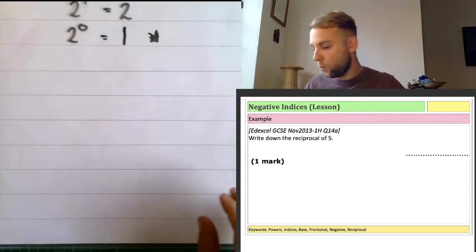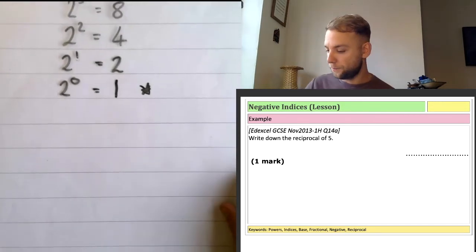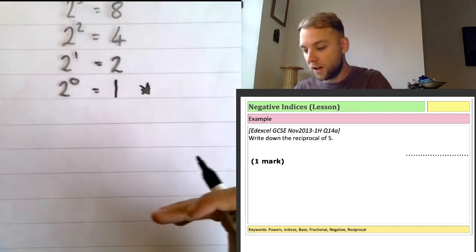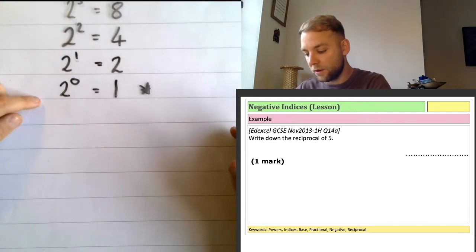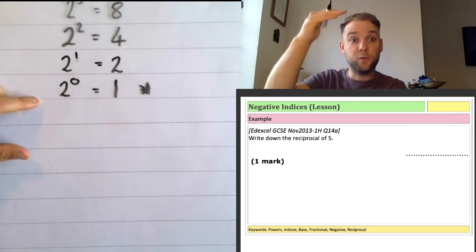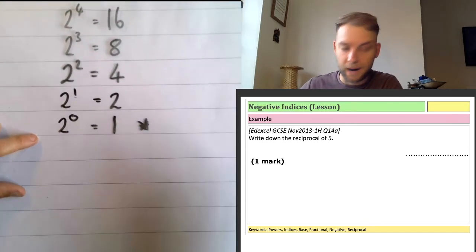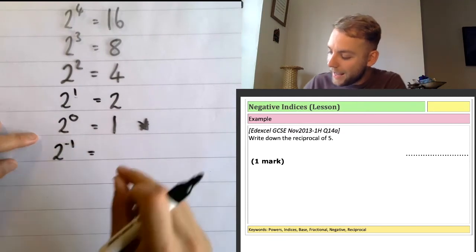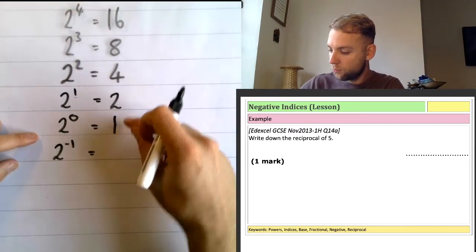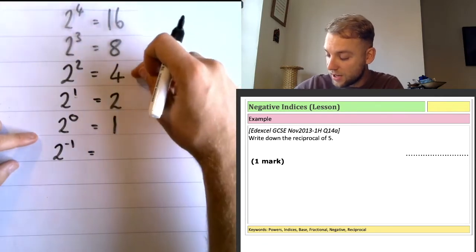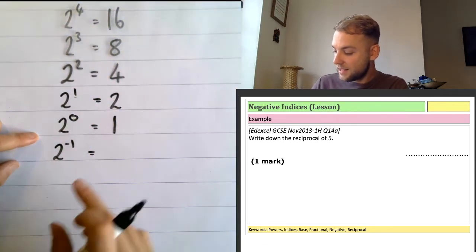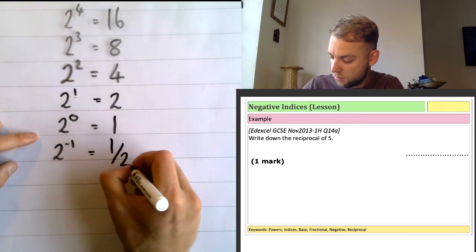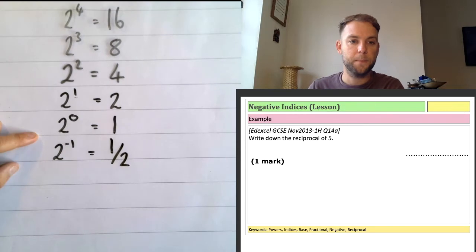Next up, we are going to be looking at taking this further. So I've gone 4, 3, 2, 1, 0. So the next thing I've got is I've gone from 0 to minus 1. Now I need to think about this here. What is the pattern? Well, remember, I'm dividing by 2 each time. So this is going to be 1 divided by 2, which is equal to a half, so 1 over 2. Divided by 2 each time.